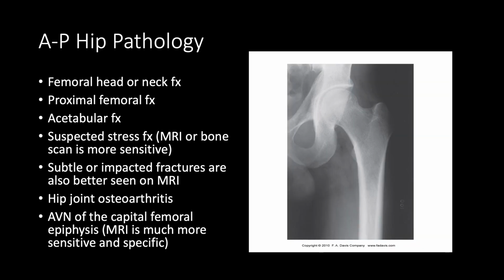So with the AP of the hip, you're primarily looking for femoral head or neck fractures, acetabulum fractures, any type of suspected stress fracture. We'll try the radiograph first, but more likely you're going to have to go to the MRI or a bone scan to see more of the details of the stress fracture. You may see some impacted fractures here, particularly around the femoral head. Those are probably better appreciated on the MRI. You'll also be looking at these for hip OA and avascular necrosis.